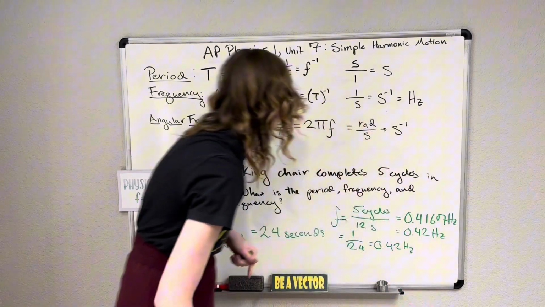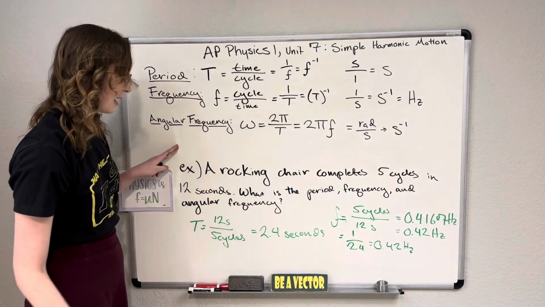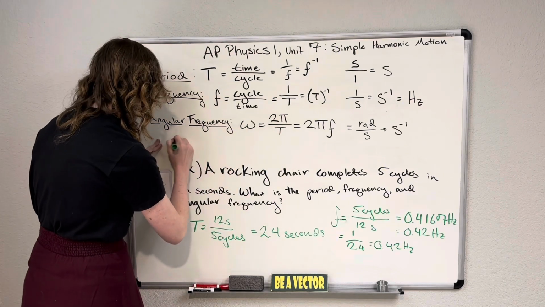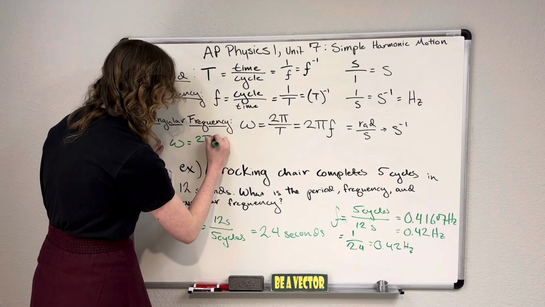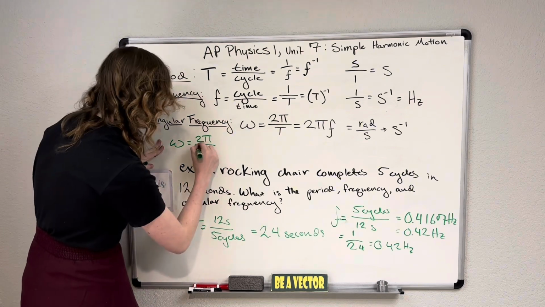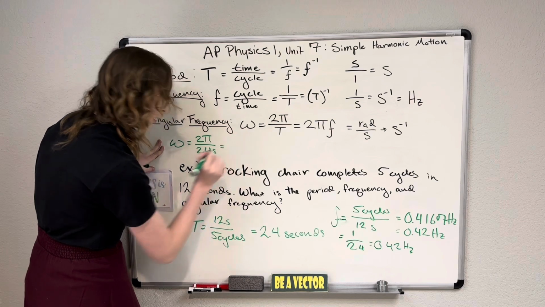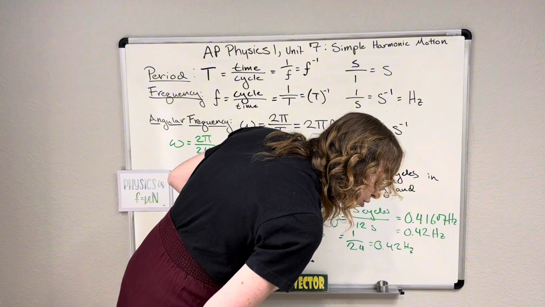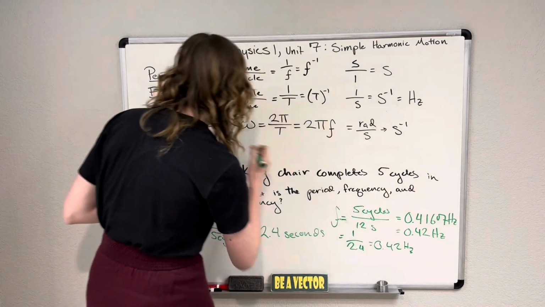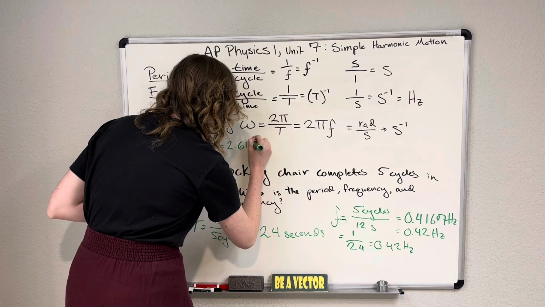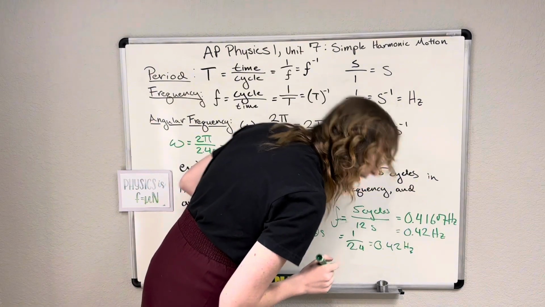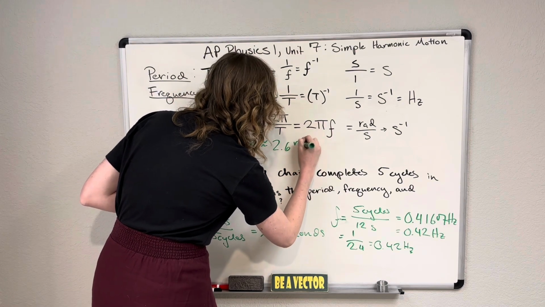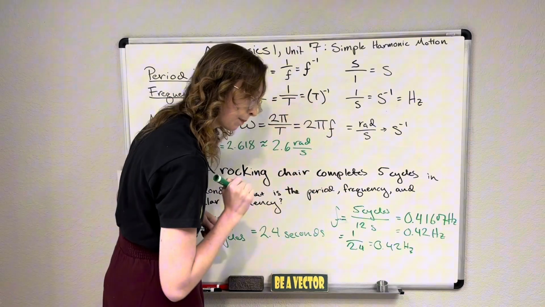And now, because I'm running out of room, we're going to move up here and do our angular frequency up here. So to find our angular frequency, we just do 2 pi divided by our period. So this is just 2 pi divided by our period, which was 2.4 seconds. So then, 2 pi divided by 2.4 gives us 2.618, which is the same. We're just going to round a little bit here. This is 2.6 radians per second.